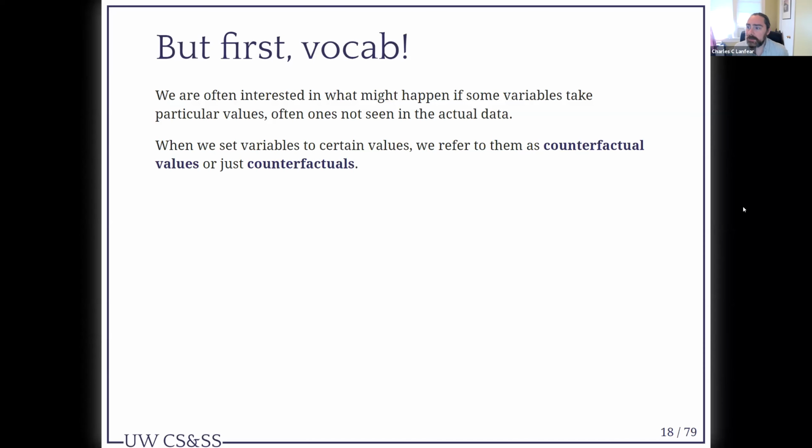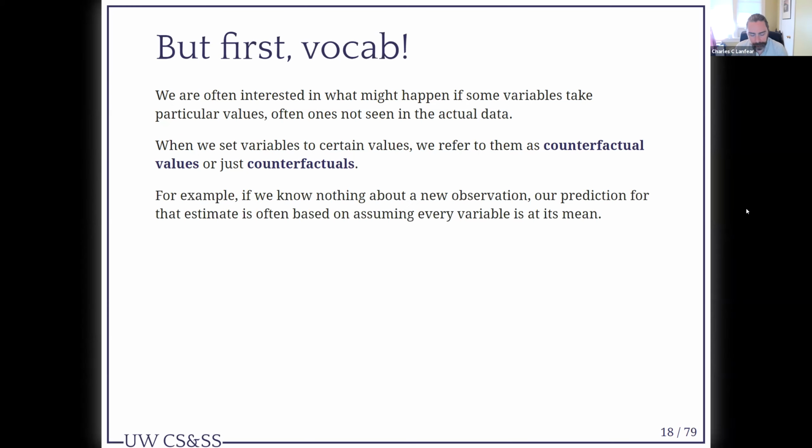So when we set some variables in a data set to certain values and make predictions with them, we refer to those values as counterfactual values, often just counterfactuals. So they are values that perhaps don't exist in the real world. They are counter to fact. They are something that we are imagining and posing as a hypothetical situation where we'd like to imagine what might happen if these values were true.